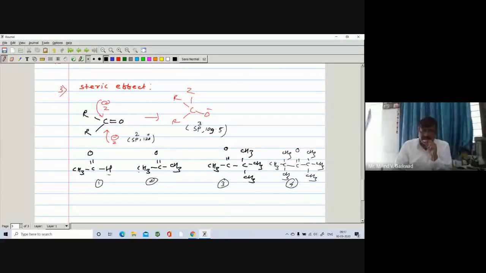The bulkiness in the substrate increases. So more the bulkiness, more the crowding, more the steric hindrance, right? And there is no easier attack. So as the crowding increases, the reactivity decreases. So acetaldehyde is more reactive than acetone, then number 3 and number 4. In this way you can also explain how steric hindrance affects the reactivity.